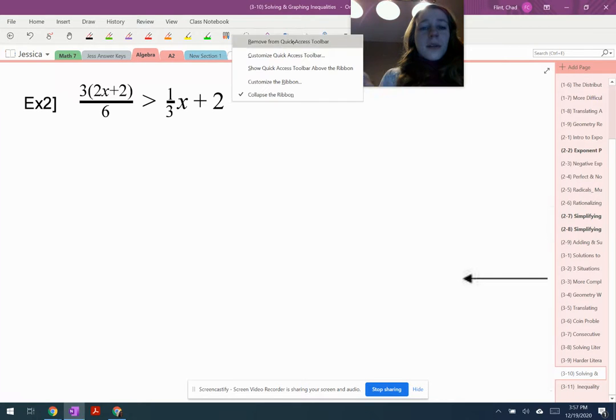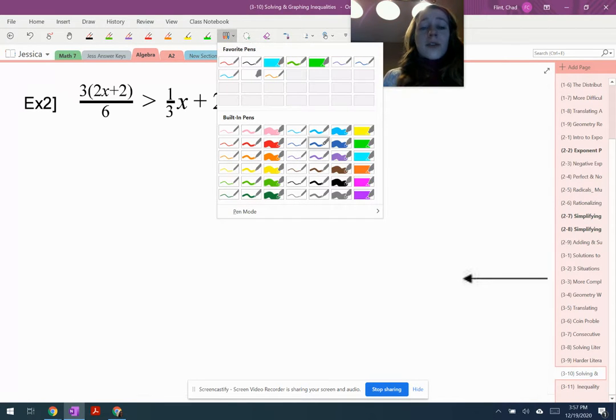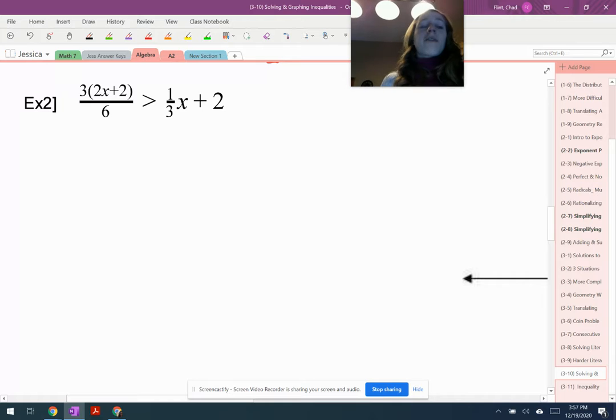Okay, example number 2 here. So our directions are still to solve and graph the inequality. This one just has some actual solving to do. So the giant fraction is giving me a little stress there.